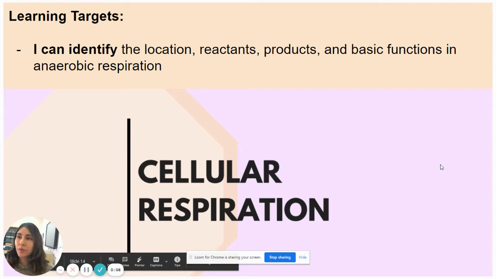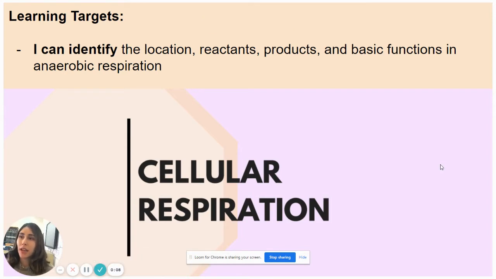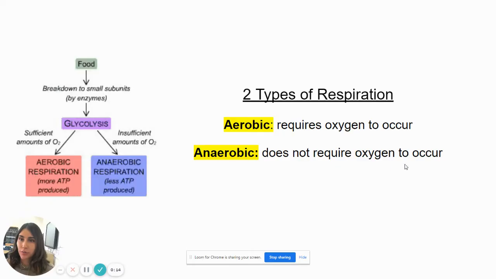In this video, we're going to be covering the following learning target. I can identify the location, reactants, product, and basic functions in anaerobic respiration. So last video, I discussed the fact that we have two different types of respiration. Aerobic cellular respiration involves and requires oxygen to be present in order for this process to happen. Anaerobic cellular respiration is a type of respiration that occurs when there is not enough oxygen or no oxygen around.